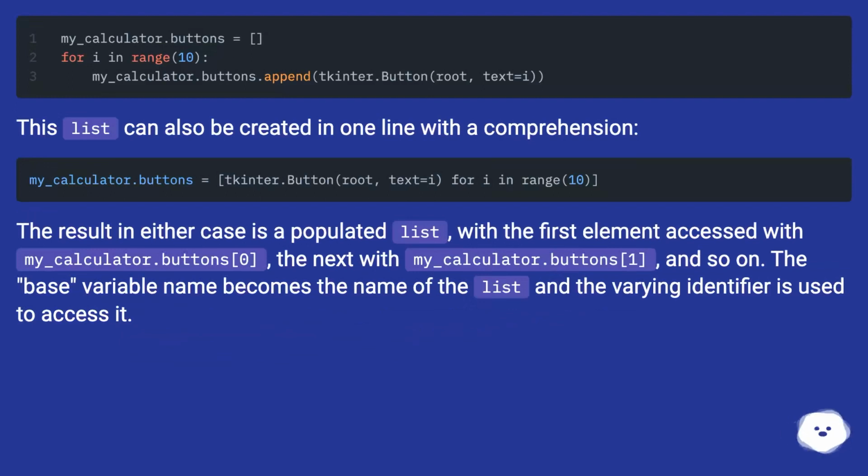This list can also be created in one line with a comprehension. The result in either case is a populated list, with the first element accessed with my_calculator.button[0], the next with my_calculator.button[1], and so on. The base variable name becomes the name of the list and the varying identifier is used to access it.